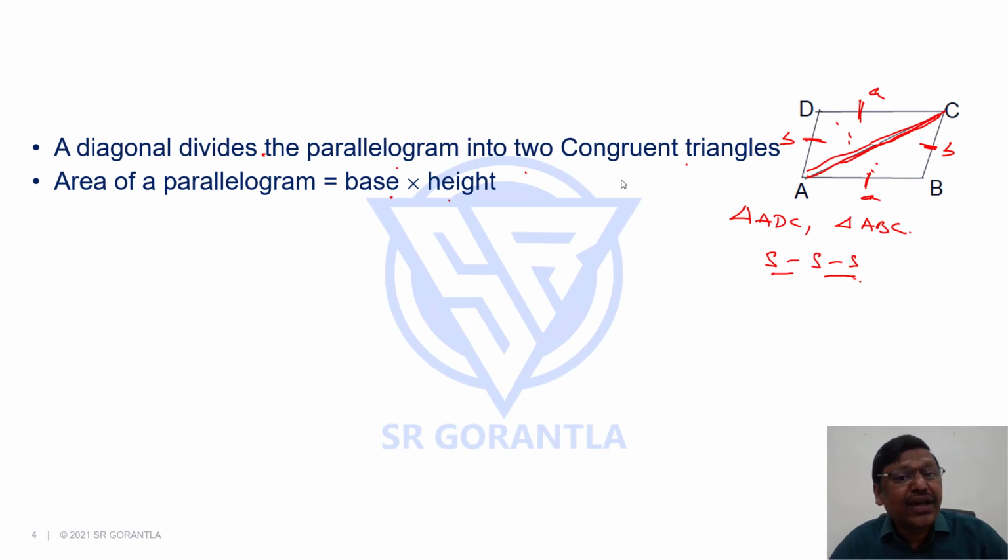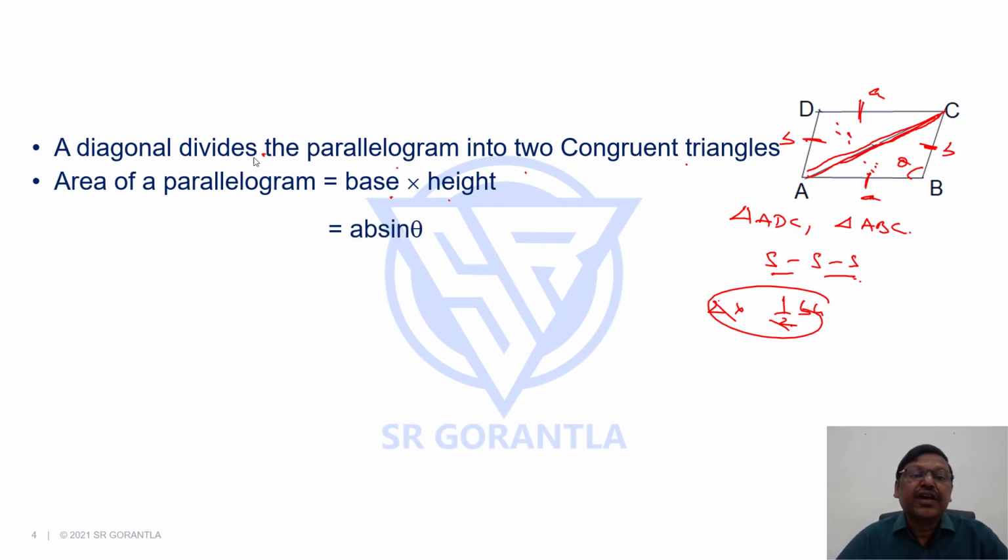You know, the area of a triangle is half base into height. For a triangle it is half base into height. There are two triangles, into 2 it will be base into height. Similarly, one more formula for the area of a triangle is half AB sin theta. That is for one triangle, but there are two triangles. Hence we say the area of a parallelogram is AB sin theta. Here these two are the adjacent sides and theta is the angle between them.